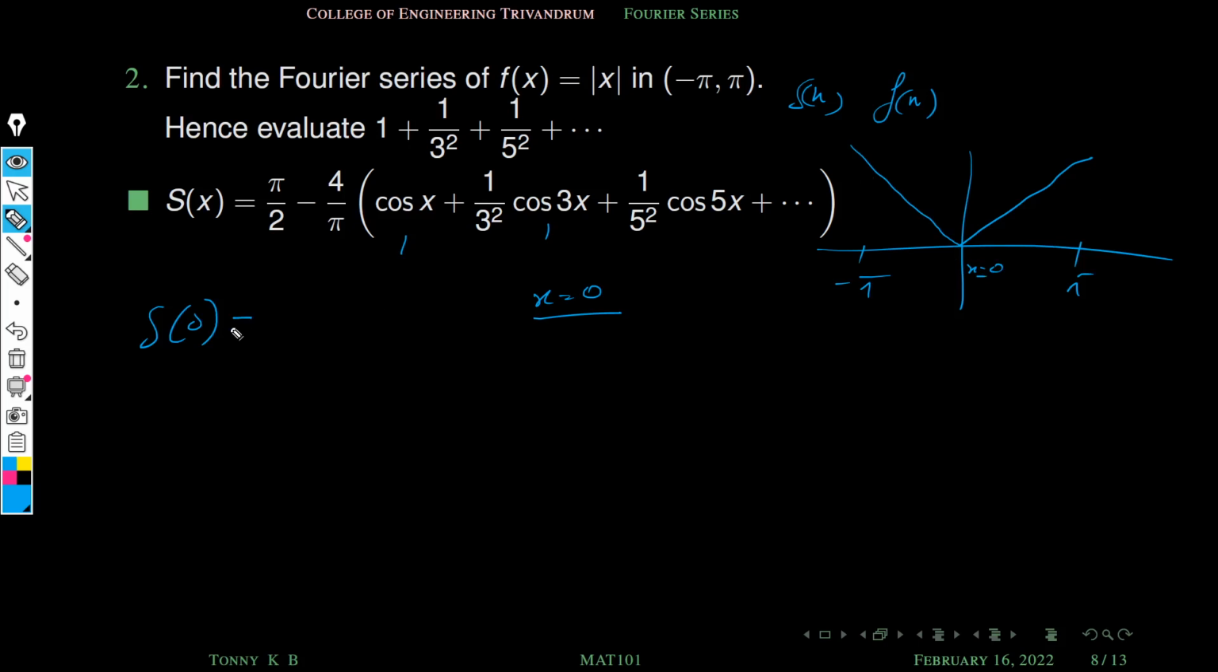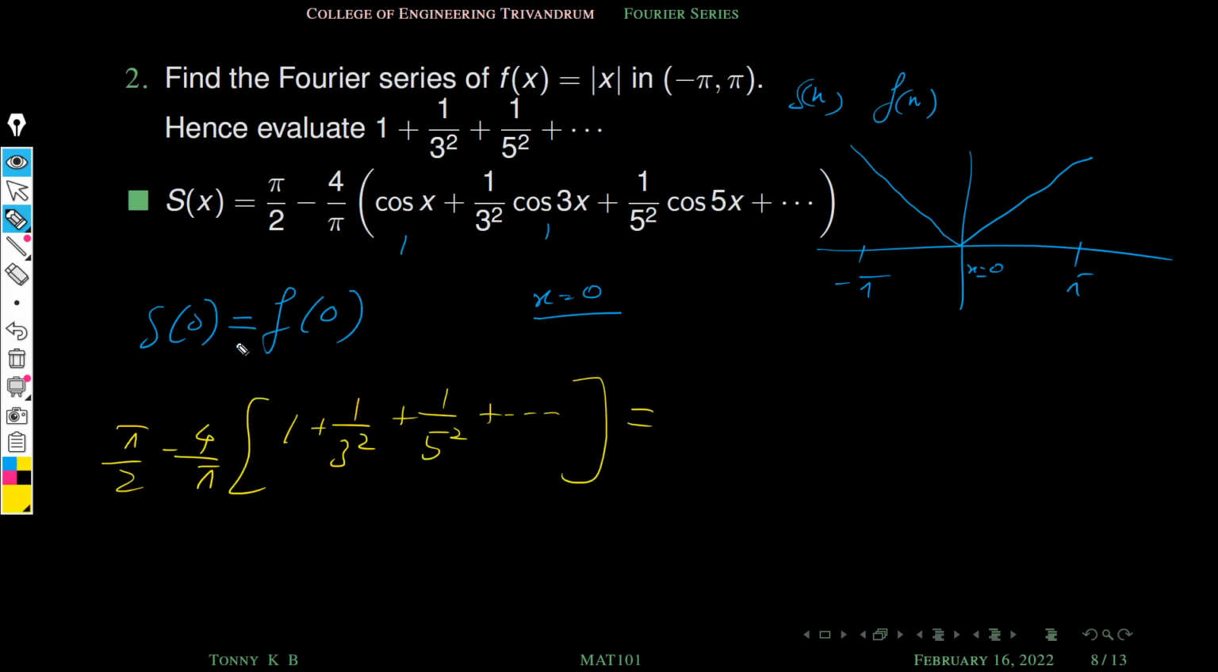So we know that S of 0 is the same as f of 0 because the function is continuous. Clear. So you can equate these two. Okay, so what is S of 0? When x equal to 0, this is pi by 2 minus 4 by pi, 1 plus 1 by 3 square plus 1 by 5 square, etc., equal to f of 0. What is f of 0? f of x is given, that is mod x. So f of 0 is 0.